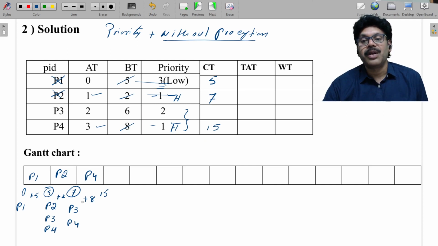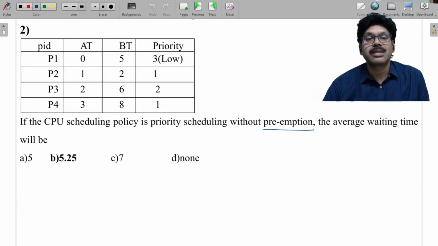And after that, only one process is left alone, that is P3. It is executed for how many units? P3 is executed for 6 units of time. So P3 got completed by 21. That's it. P1 completion time is 5, P2 completion time is 7, P4 completion time is 15, and P3 completion time is 21. So what is the question he asked?